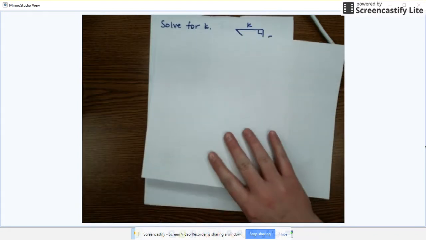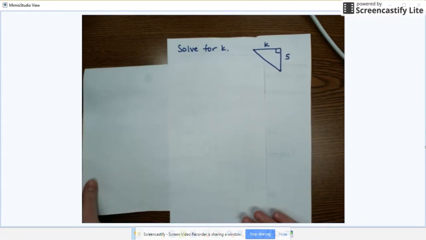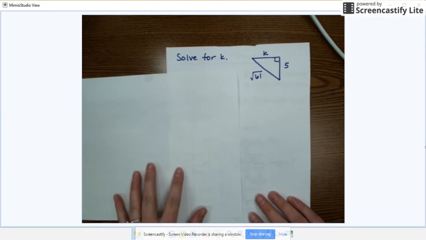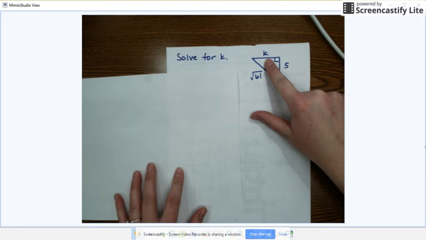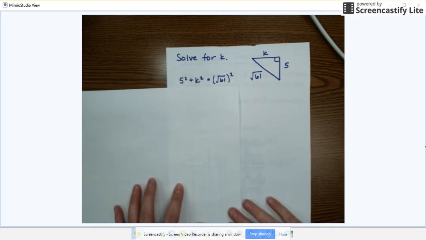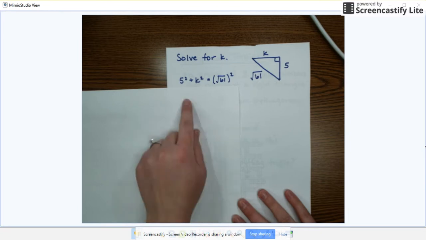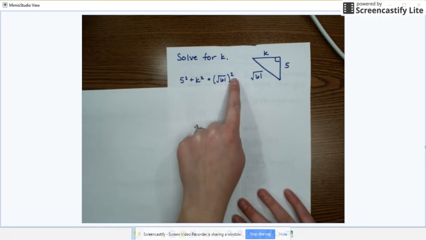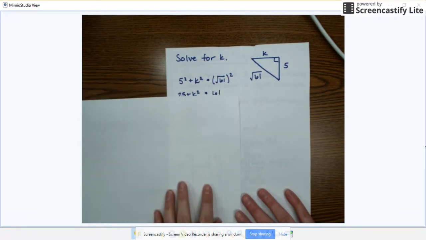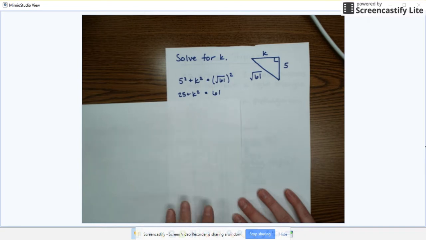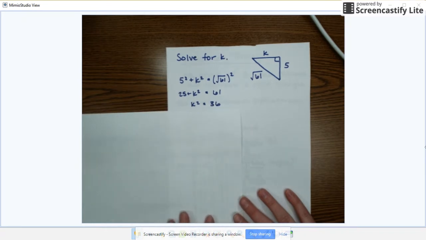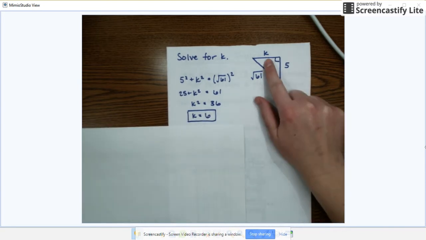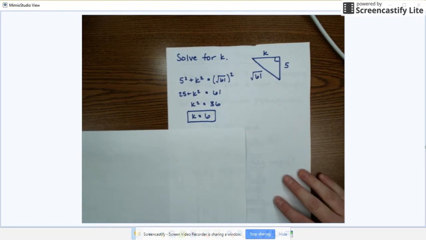Okay. Another example, we're going to solve for K. Okay, solve for K. So we're still missing a side length. So we have 5 squared plus k squared equals the square root of 61 squared. Well, that's 25. Remember, a square root squared cancels it off. Square and square root cancel each other, so you're left with 61. Subtract 25. We get k squared equals 36. Last step is to square root. Well, square root of 36 is 6. So our k value, our leg, would be 6 units long.